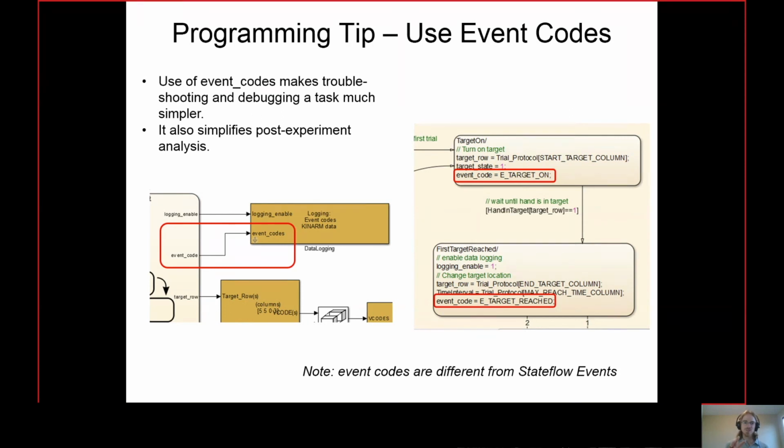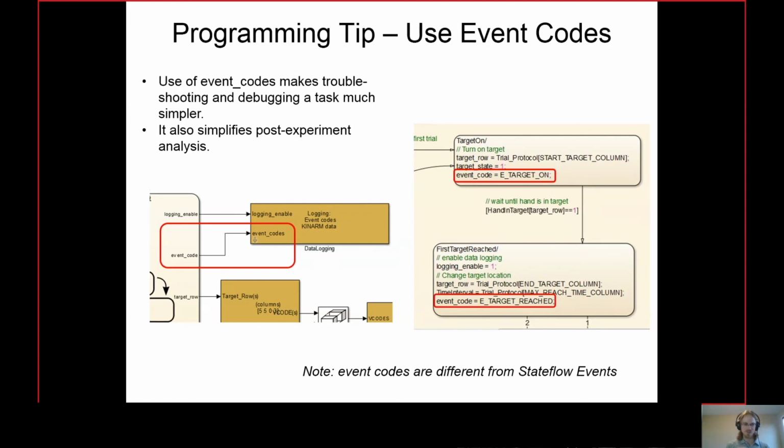So with these event codes, you can start running your task and then see these events coming up in Dexterity and say, okay, I see the target went on, and you look at the screen. Yes, the target's on, no problem, everything's good. And then, oh, the hand is in the target. Is my next code? Yes, my hand is in the target.